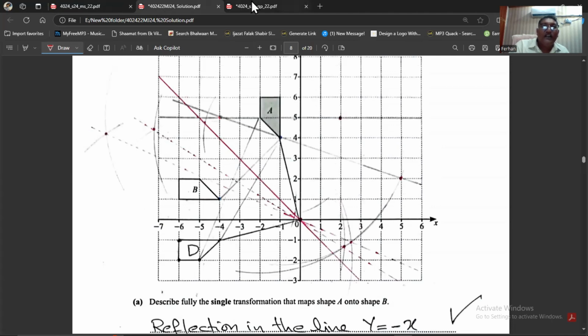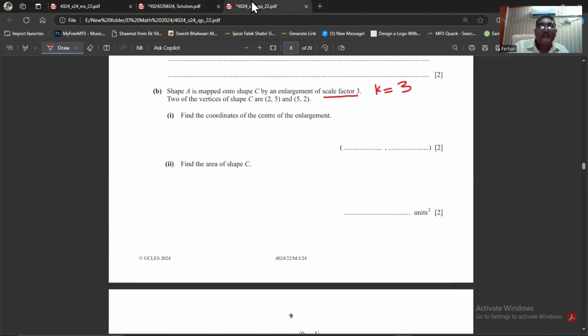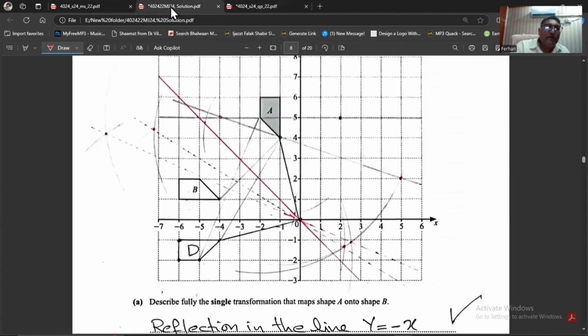Okay, so let's go to the next part. In the next part, they say find the area of the shape C. There can be many methods for finding the area of the shape C. A is the object and C will be its image. I'm not going to complete the figure C. And this is enlargement. In the enlargement, the area of the image is equal to K squared multiplied by the area of the object. This object, the figure A, is a trapezium.